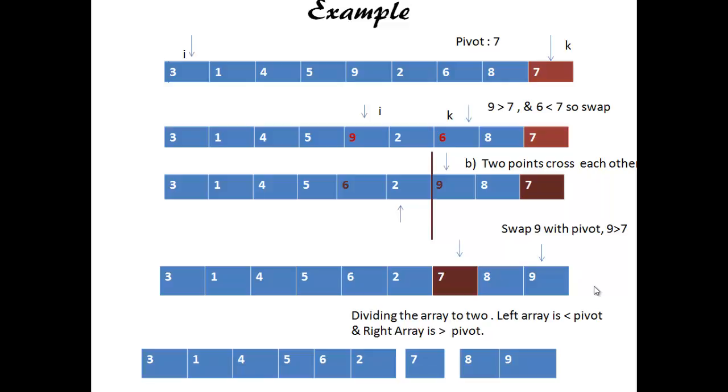Now split the array into 3 parts. The left part is an array with elements less than pivot. The center part is the pivot element 7 and the right part is the elements greater than pivot. So quicksort is applied on the left and right arrays. Now we concentrate on the left array.